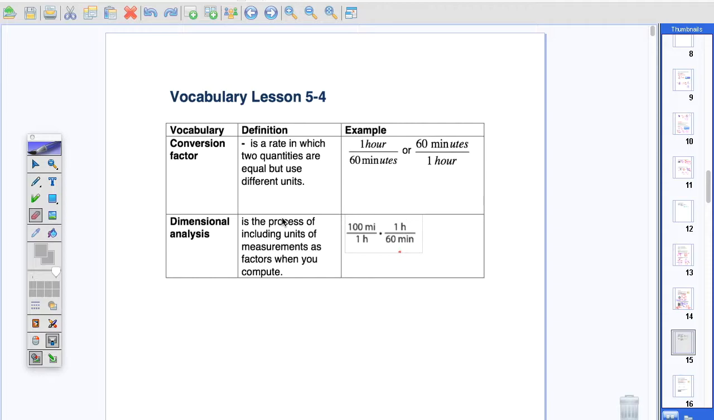We can have hour in the numerator and minutes in the denominator, or we can flip it around and have minutes in the numerator and hours in the denominator.